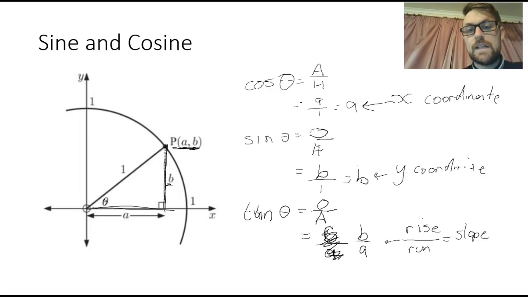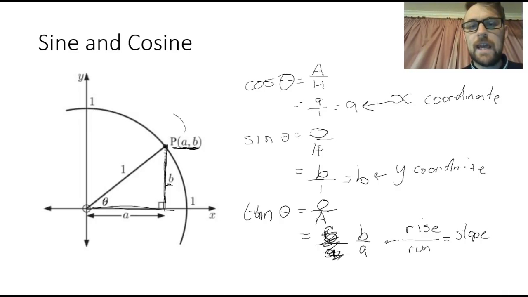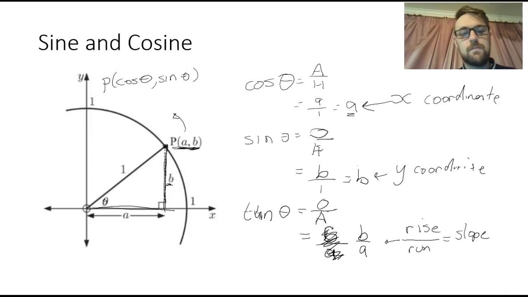So if we want to find the gradient or the slope of this line, we can find the tangent of the angle, and that will just give it to us straight away. So what this means is, instead of writing the point P(A, B), we could write the point P, and the X coordinate is cosine theta, the Y coordinate is sine theta. So we could work this out just by being given the angle.